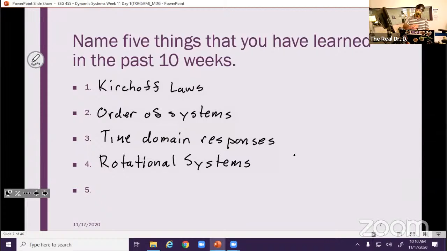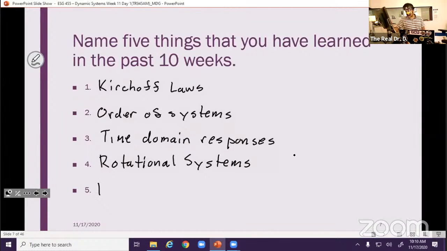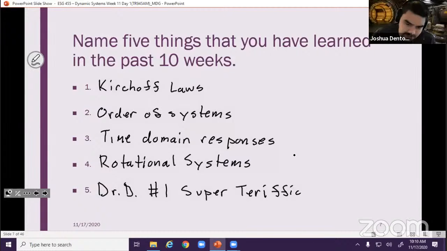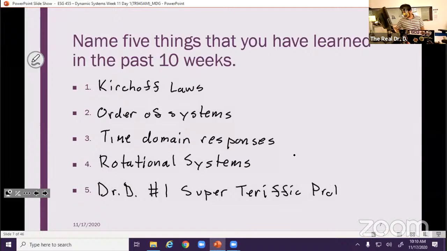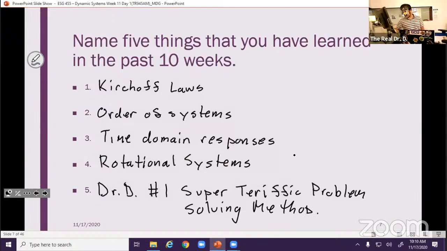All right. Josh, you got randomly selected. Dr. D's 5-step method to solving problems. All right. The Dr. D number 1 super terrific problem solving method. I forget the whole name. Sure. Forgot my own problem solving method. For free body diagrams, isn't that? Free body diagrams. I'll take 6 FBDs.